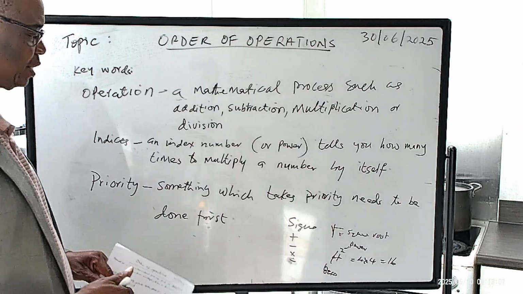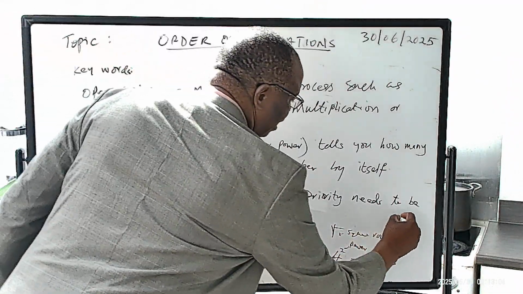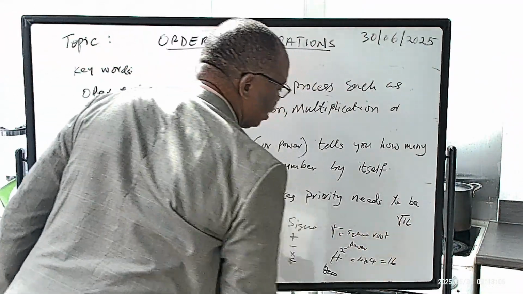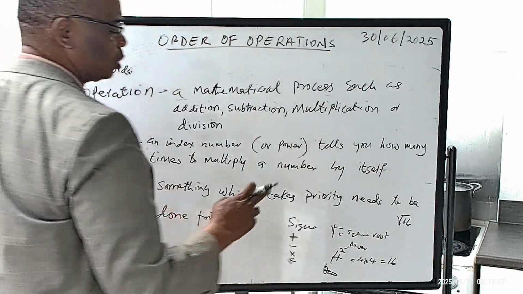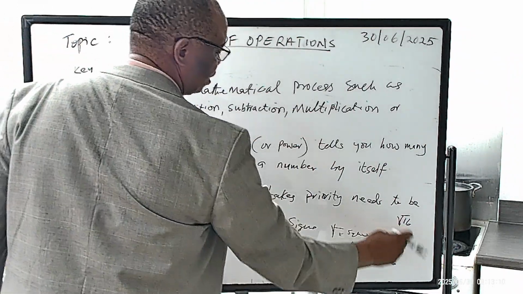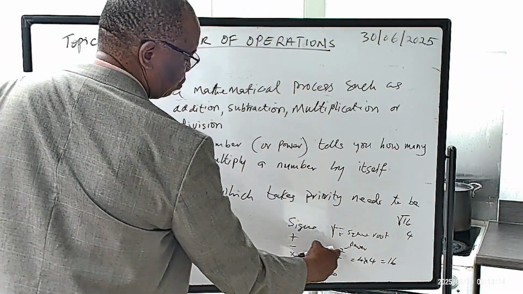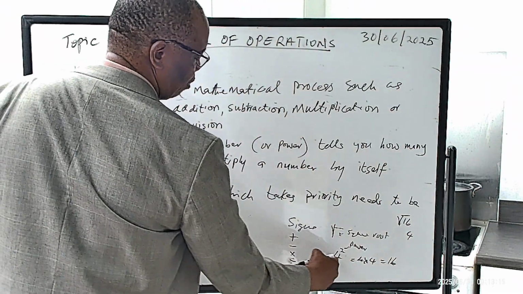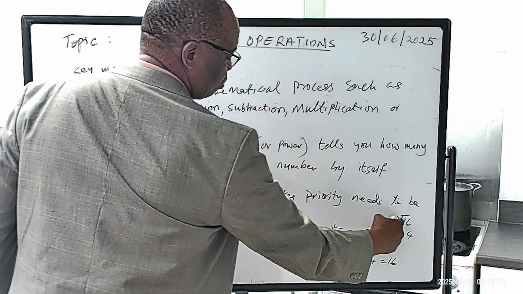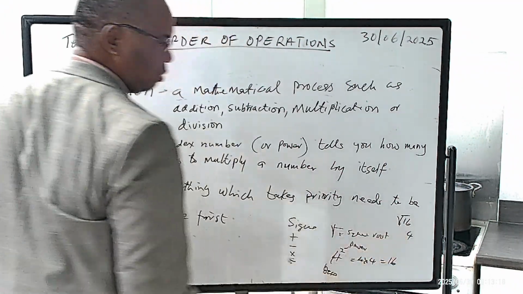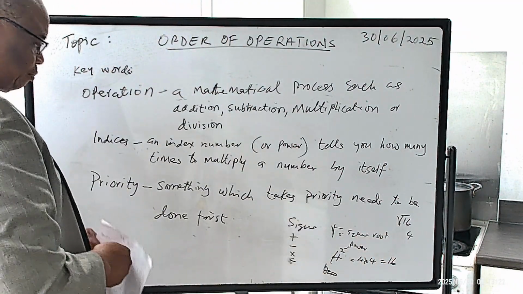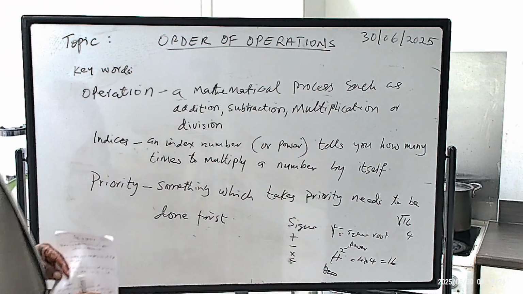Then if I now say the square root of 16, it means what is that thing that will multiply twice to give me 16? The answer is 4. This is the square of 4, but this is the square root. Square root of 16 will be 4. Okay?